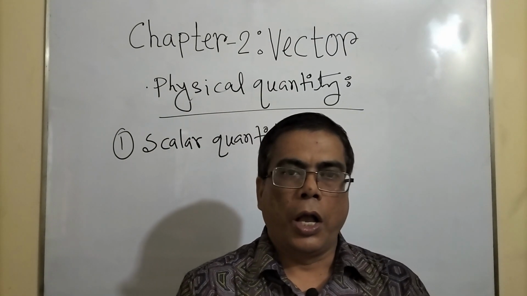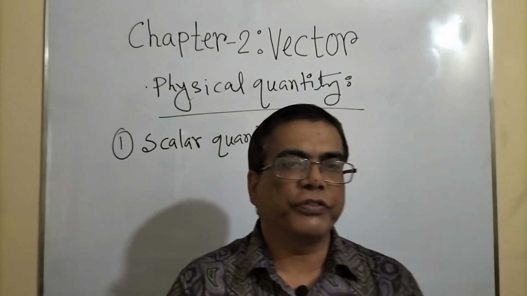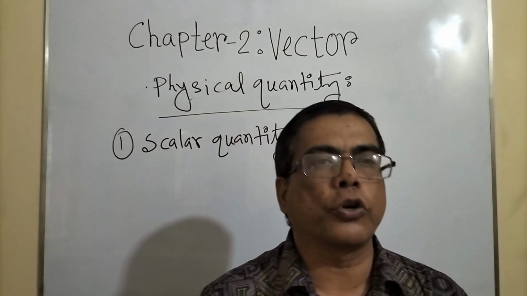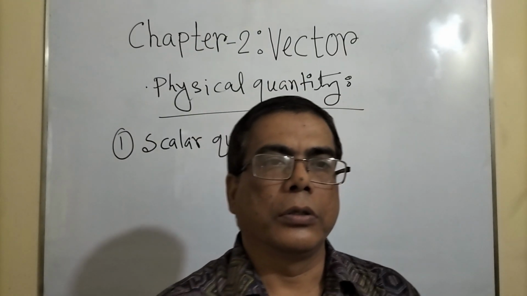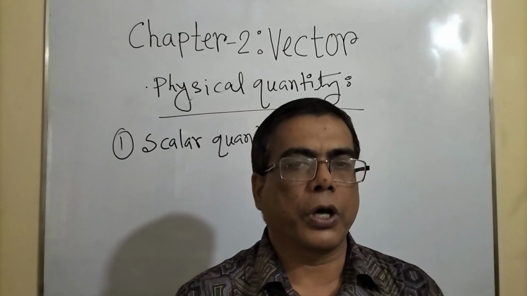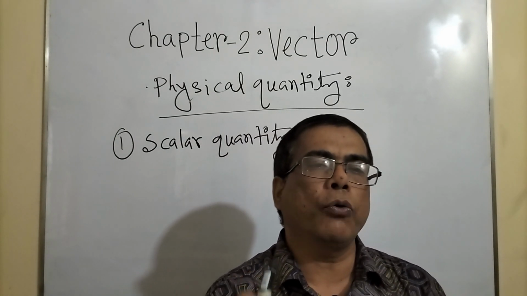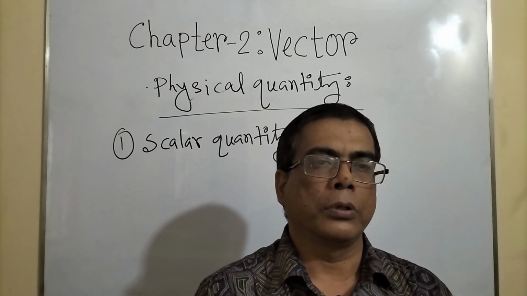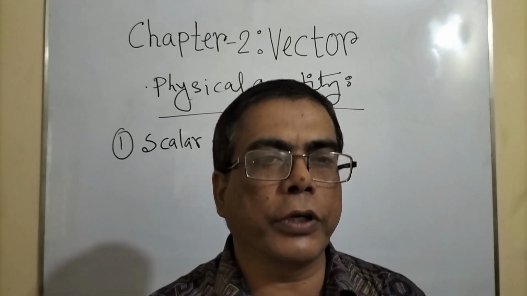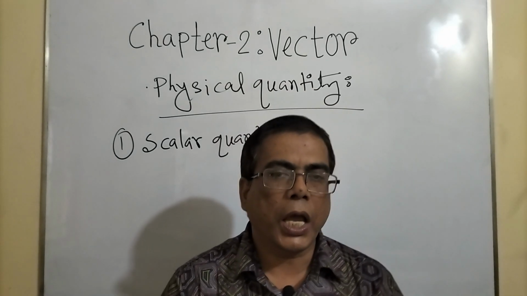Now we see what a scalar quantity is. In the book of Dr. Amir Hussain Khan sir, the definition is: the physical quantities that have only magnitude, no direction, are called scalar quantities. In the book of Dr. Shahjahan Tapon sir, the definition is: the physical quantities that require only magnitude, no direction, to be represented fully, to be expressed fully, are called scalar quantities.